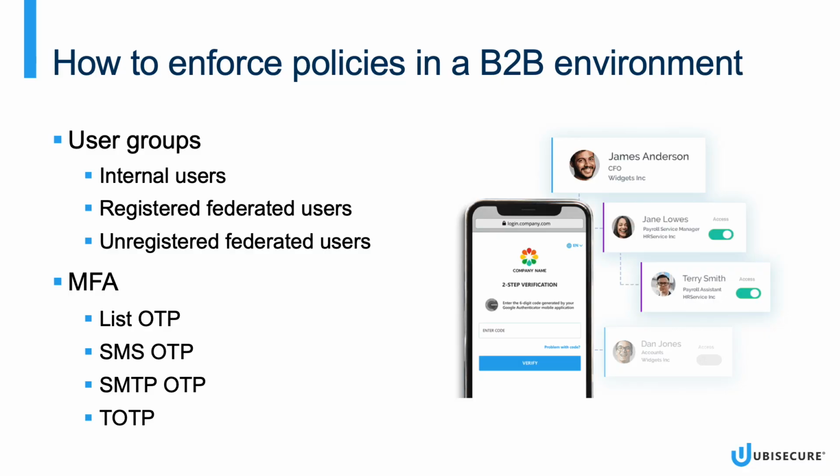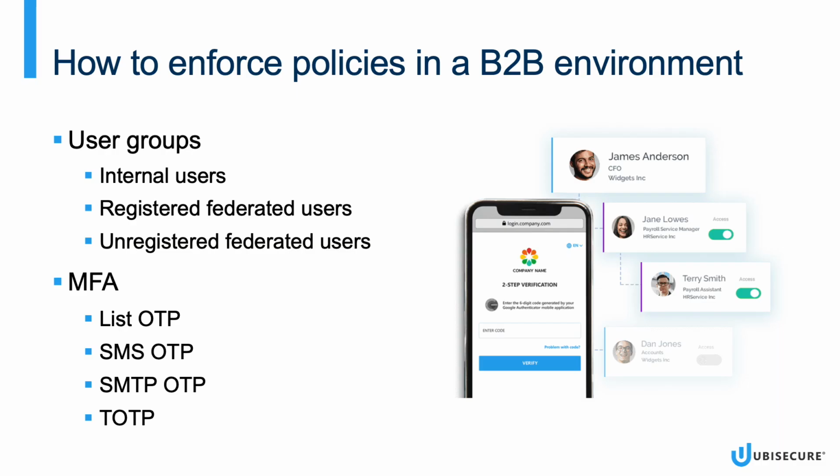But it doesn't help if we have good security policies. How do we enforce these policies in a business-to-business environment where we might have partners and their partners and other subcontractors that they hire in to access our systems? I'll go through one example here today with 3 different user groups. We have the internal users of our company, we have registered federated users, and then we have something that I call unregistered federated users. And these might have different options of how they use the MFA, depending on what kind of information we have about those users.